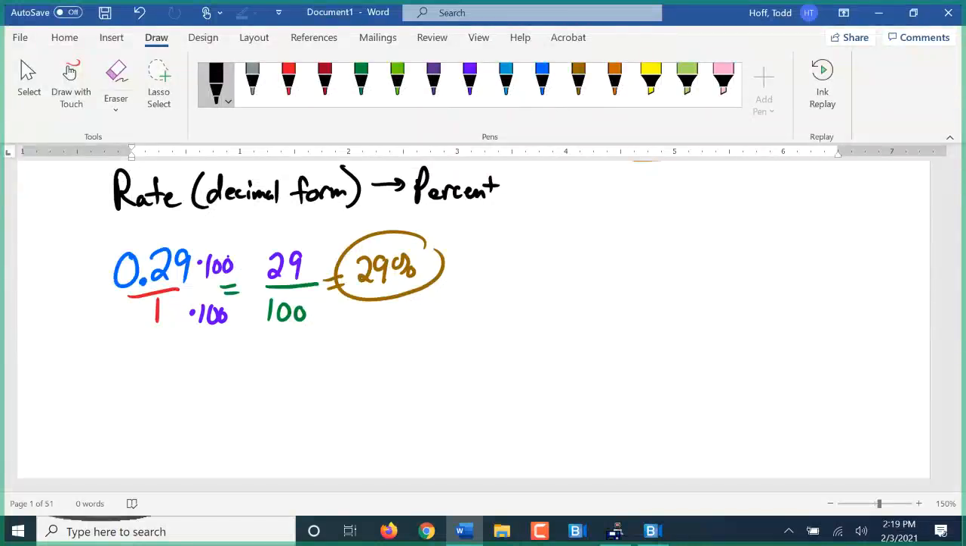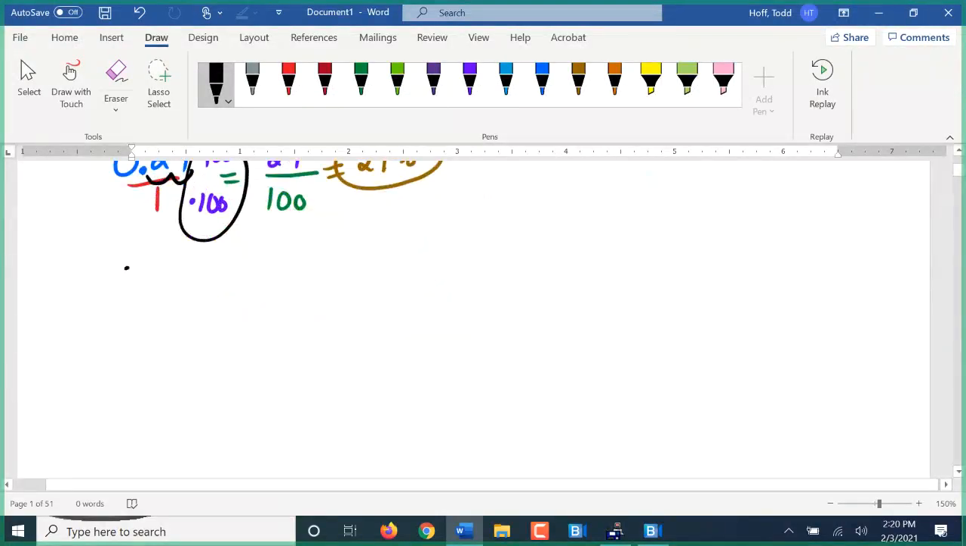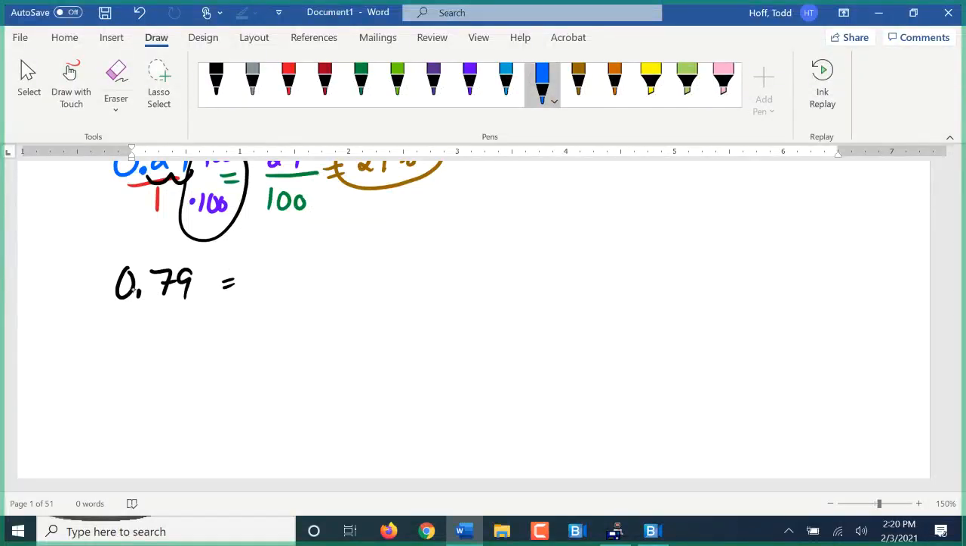So each time we convert that decimal form or that rate into a percent, it's going to have to be multiplied by 100. So all we're going to do is move the decimal point back the other direction. If I have a rate of 0.79, what's that going to become? 79%. Move it 2 spots, yes, 79%.